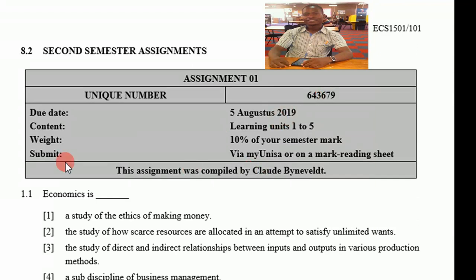Okay, so let's just dive right into question 1. Economics, right, is the study of how scarce resources are allocated in an attempt to satisfy human wants. There is no question about this. So the correct answer here is 2.